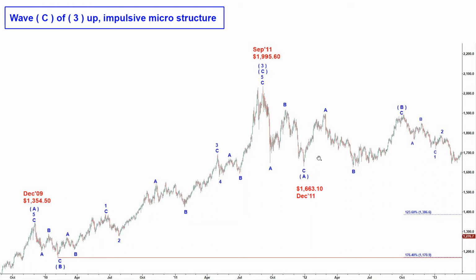Then we got a corrective A up, B down, C up, which together comprise corrective wave B up. Normally, that wave A in corrective waves is subdivided into ABC. The second wave, B up, is also subdivided into ABC, but the final wave, the final decline, which would complete a corrective wave 4 down, should be subdivided into 5 waves. Let's try to count them.